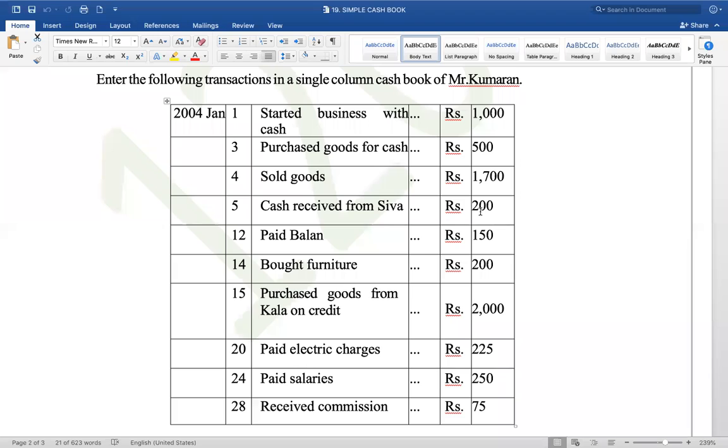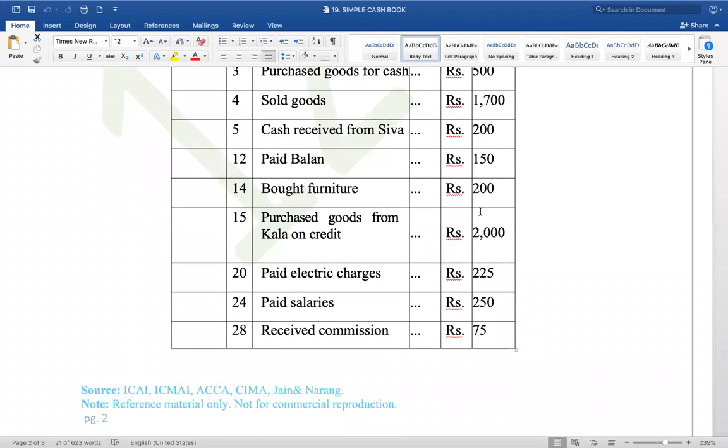Cash account is credited. Cash is going out. Credit what goes out. Sold goods. Cash is debited. Cash is coming in. Debit what comes in. Cash received from Siva. Cash is debited. Right, very good. Next, paid balance. Credited. Bought furniture. Going out. Credit.